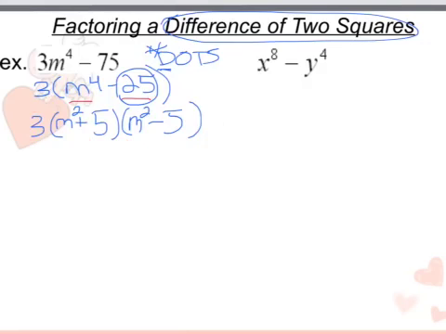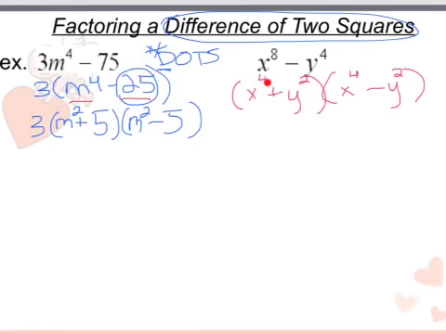The next example, again, this is a perfect square and this is a perfect square because the exponent is evenly divisible by 2. So we set it up as plus and minus because there's no GCF. The square root of x to the 8th is x to the 4th. The square root of y to the 4th is y squared. And again, we check that they're relatively prime and that they're not the difference of two squares.